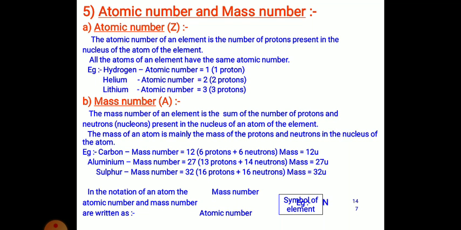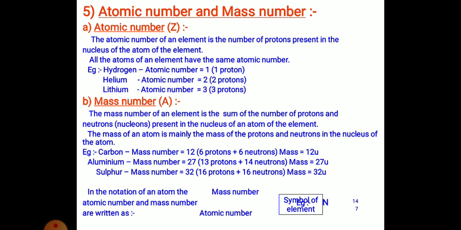Friends, we will move to the next point, mass number A. The mass number of an element is the sum of the number of protons and neutrons present in the nucleus of an element, or you can say atom. The mass of an atom is mainly the mass of protons and neutrons in the nucleus of the atom. With some examples you will get the details. If we take the example of carbon, which has mass number 12, it contains 6 protons and 6 neutrons, and its mass is 12 units.